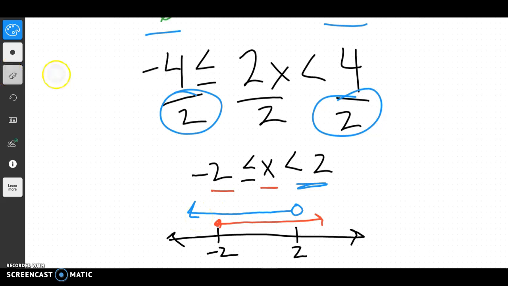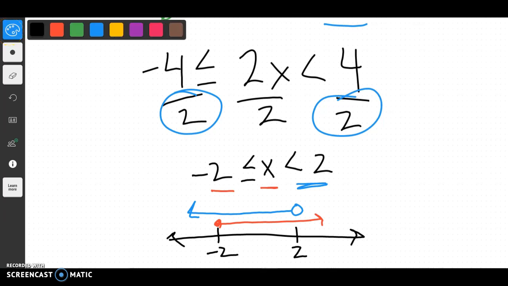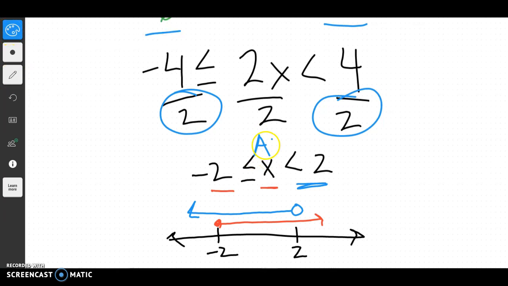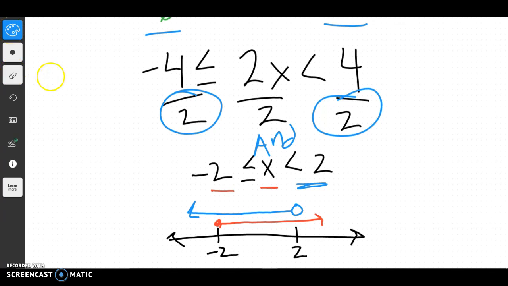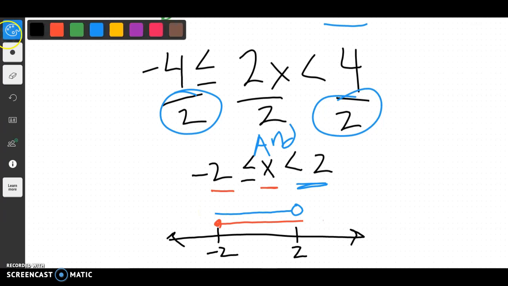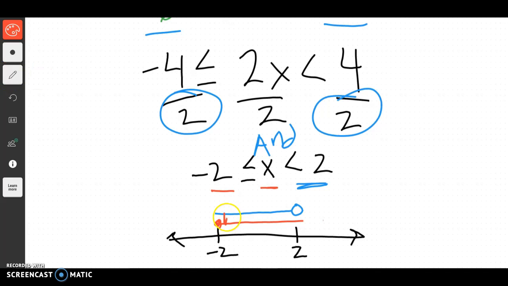Now for this problem, because it is an AND statement, if we remember before, this automatically means it's an AND statement. Because it's an AND statement, we're going to get rid of the parts that don't overlap. So we'll go right there, and right to here, and this is my answer right in here.